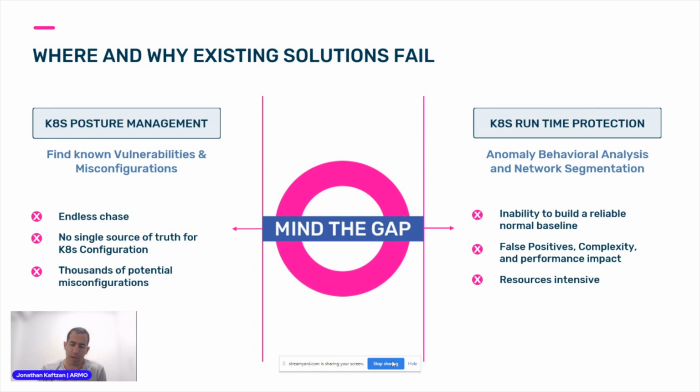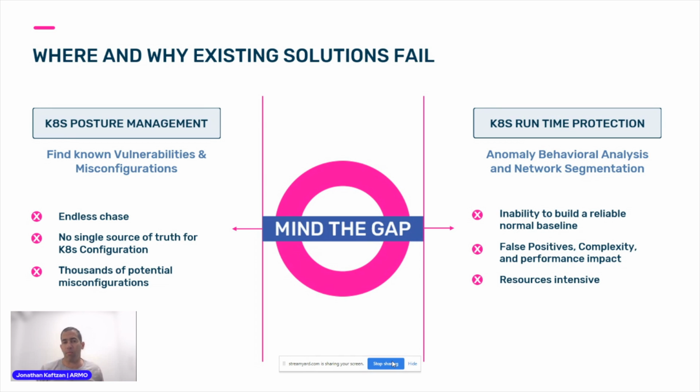So this ability to create a baseline and then to understand what normal is versus what is not normal, which can indicate an attack, is very hard. That's why many of these solutions create a lot of false positives, a lot of complexity, and can also create a performance impact in production. Many of these solutions are based on sidecars and daemon sets, etc., which could have a lot of issues on your performance, and a lot of these solutions require a lot of resources to manage.